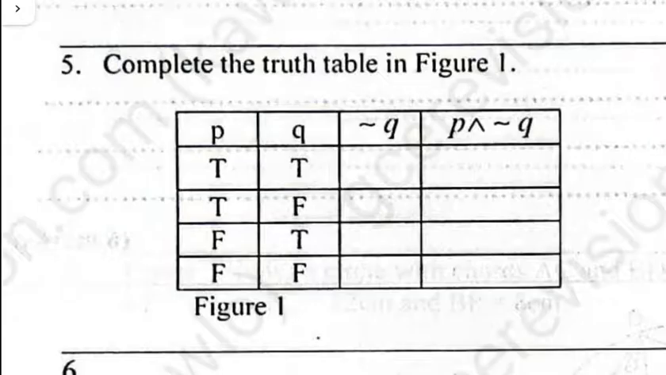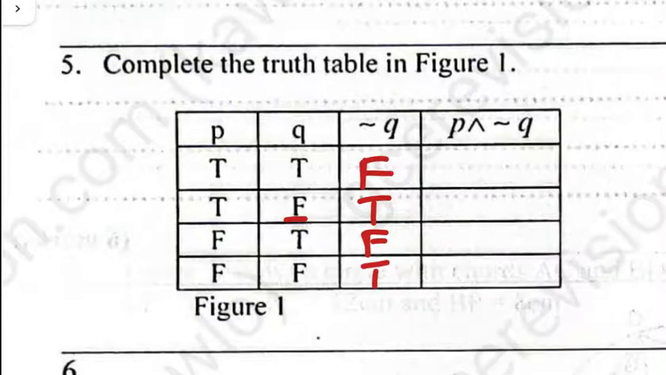So the negation of Q, when Q is true, the negation will be false. When Q is false, the negation will be true. Q is true, the negation is false. Q is false, the negation is true. So what is the statement P and negation of Q? So P and negation of Q.